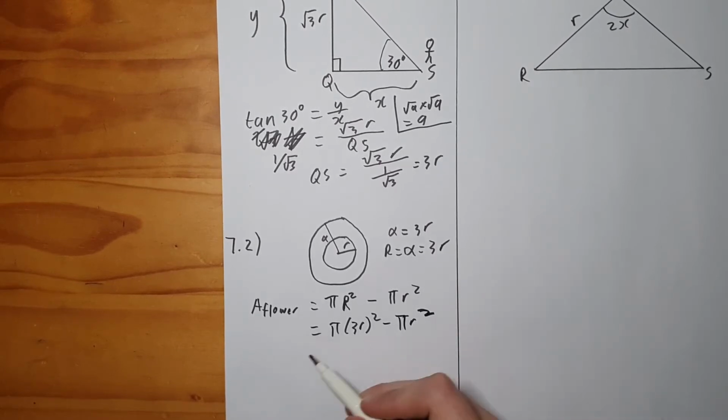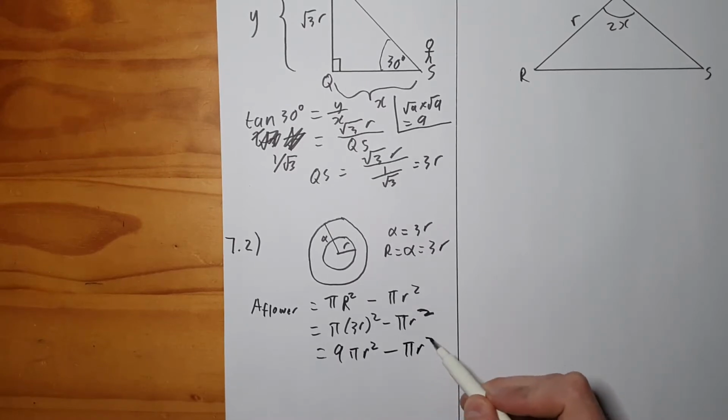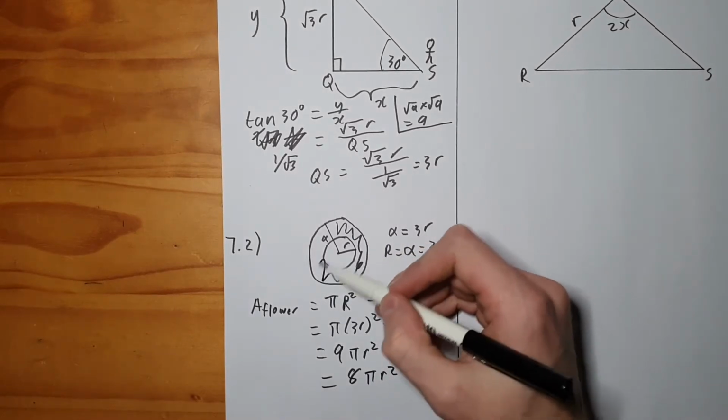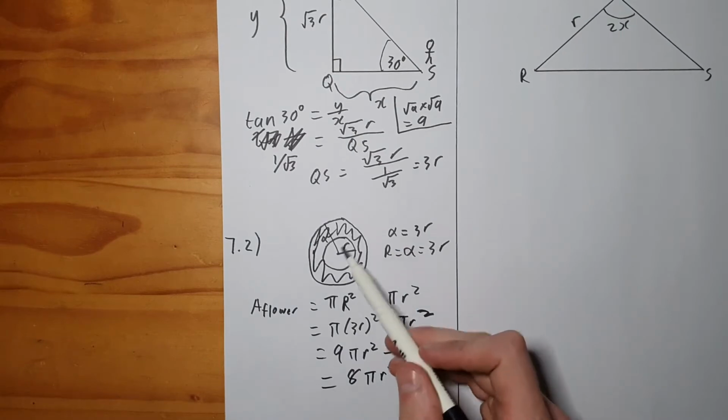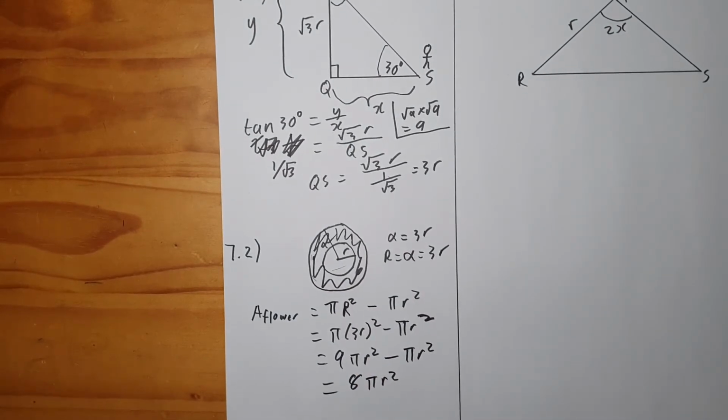Okay, this is going to be 9 pi r squared minus pi r squared, which means we're going to have 8 pi r squared as this area over here. Okay, so we're taking the little circle out of the big circle and we're left with that shaded area.